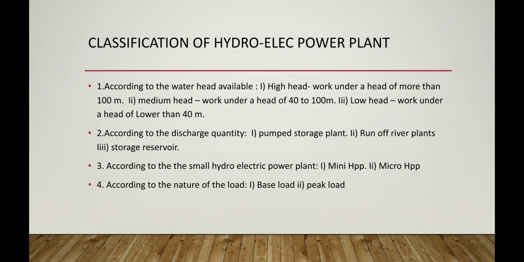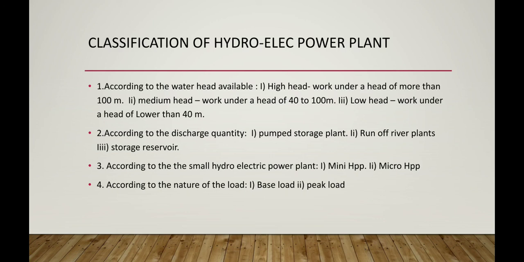Now we see the detailed classification of the hydroelectric power plant. A hydroelectric power plant is divided into four major types. First, according to the water head available, meaning the height of the head. It is divided into three types: high head power plants, medium head power plants, and low head hydropower plants.